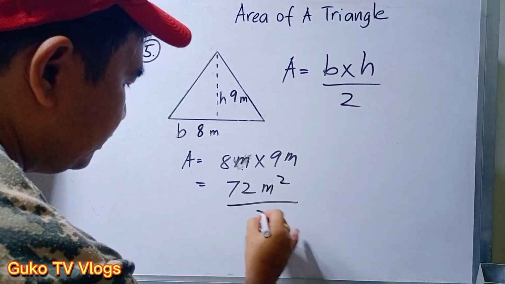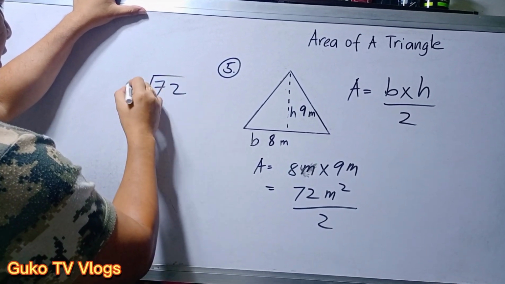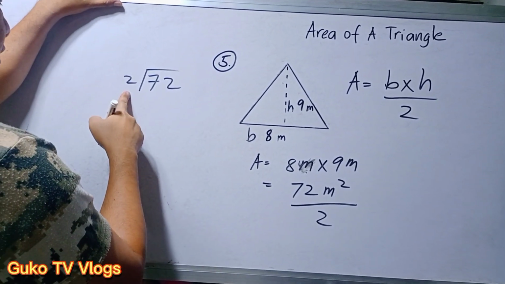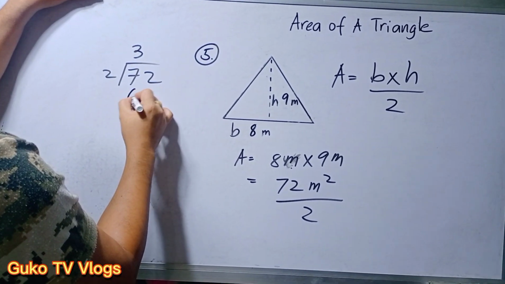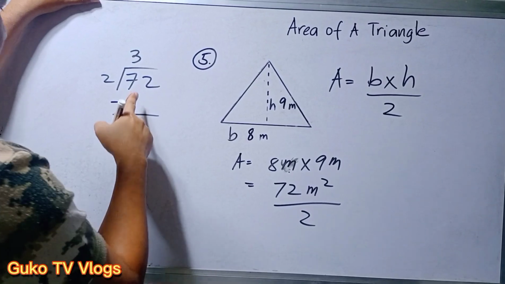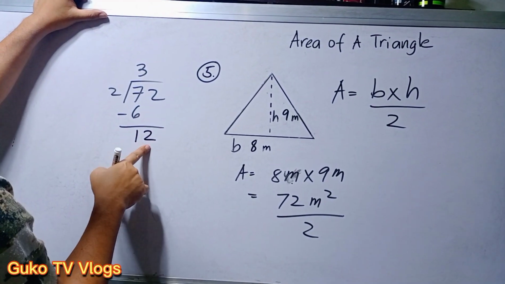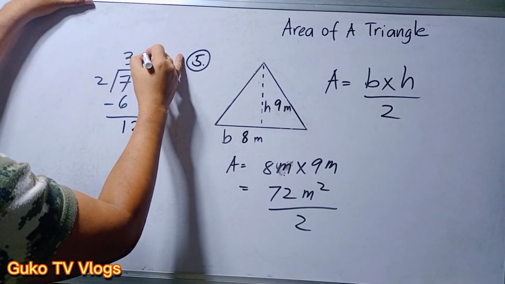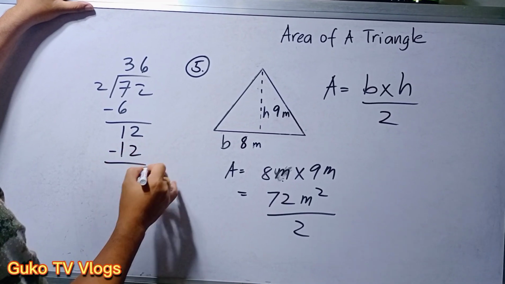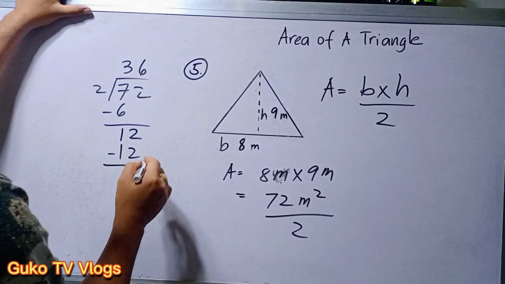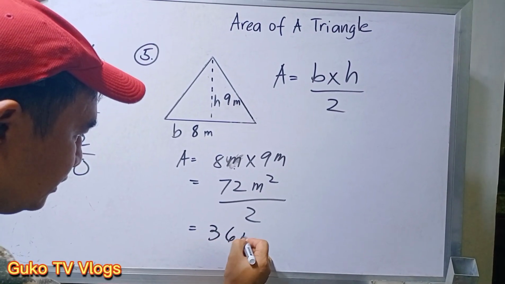Then divided by 2. So 72 divided by 2. So 7 divided by 2, that is 3. Then 3 times 2 is 6. Then subtract, 7 minus 6 is 1. Then bring down 2. So 12 divided by 2, that is 6. So 6 times 2 is 12. So subtract, 12 minus 12 is 0. So the answer is 36 meters squared.